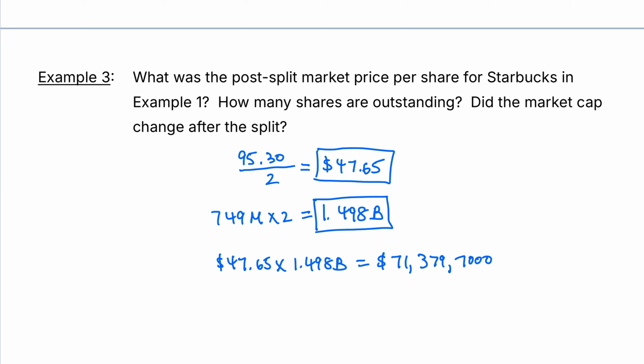71,379,700,000, which is the same number as it was before, right? Because it was $95.30 per share, and there were 749 million shares, and that also works out to 71,379,700,000. Let me go ahead and finish those numbers. So did the market cap change after the split? The answer is no.